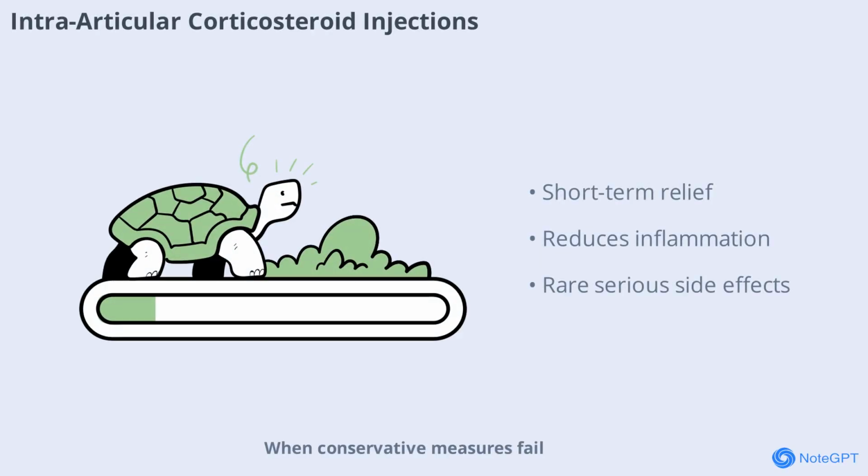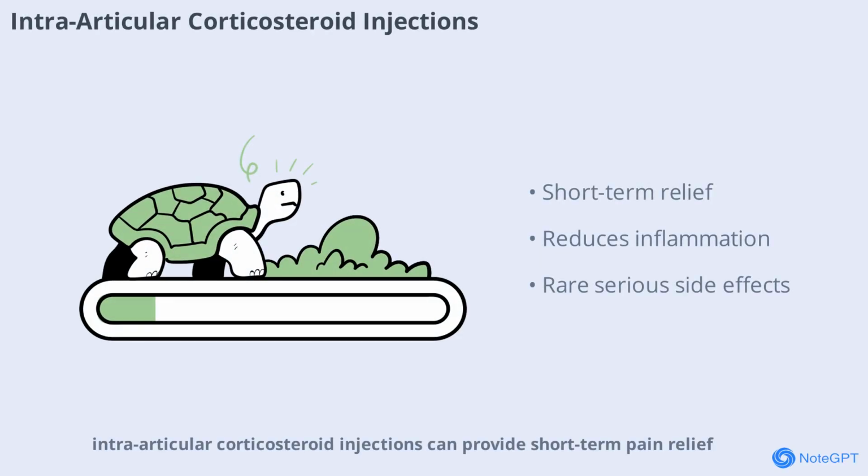When conservative measures fail, intra-articular corticosteroid injections can provide short-term pain relief. These injections reduce inflammation within the joint, especially during flare-ups. The effect peaks around 2–4 weeks and typically lasts a few months.